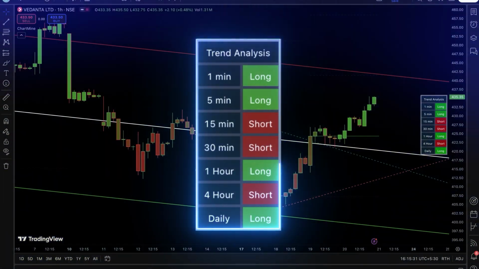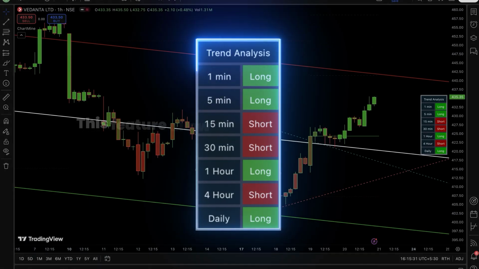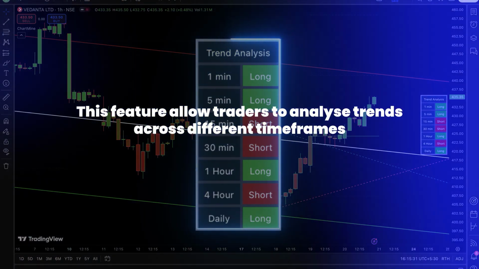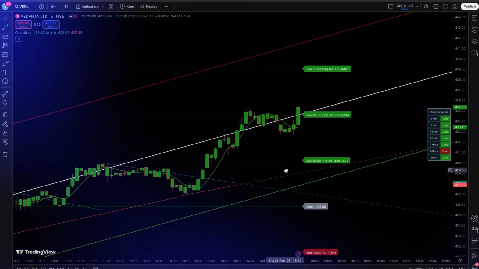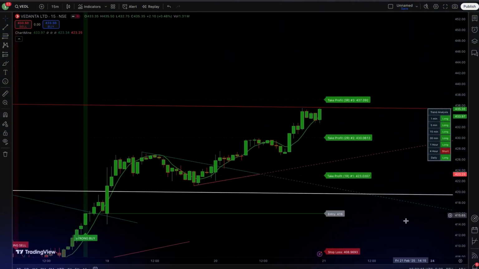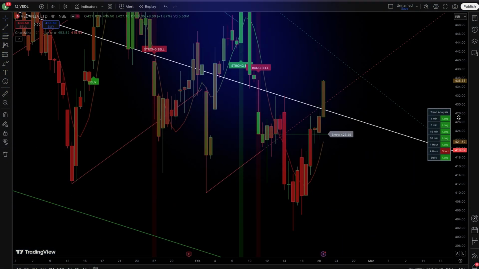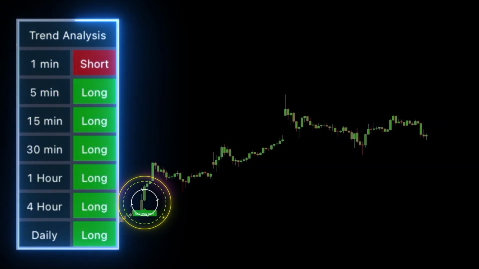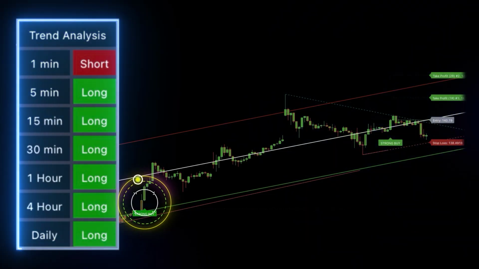The Multi-Time Frame Dashboard is another game changer. This feature allows traders to analyze trends across different time frames. You can compare the 5 and 15-minute chart for intraday trading with the 4-hour chart for positional trades. Having multiple time frames in view helps confirm setups and provides a broader perspective on market movements.